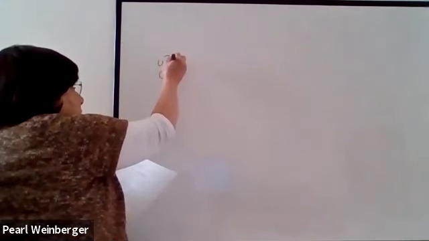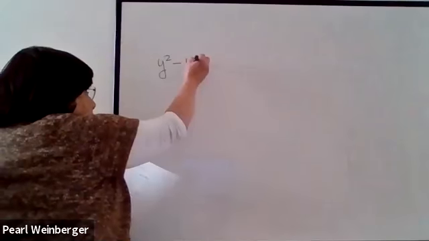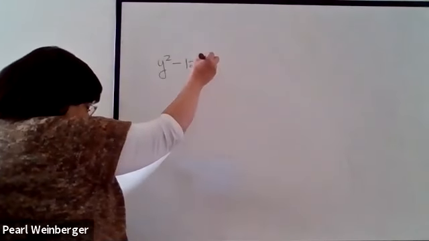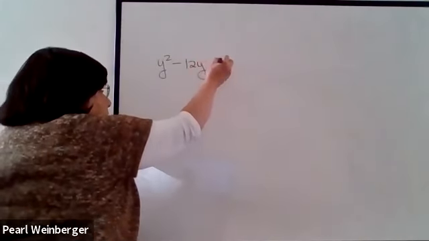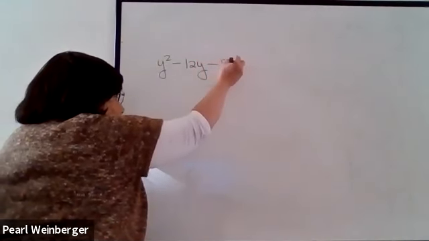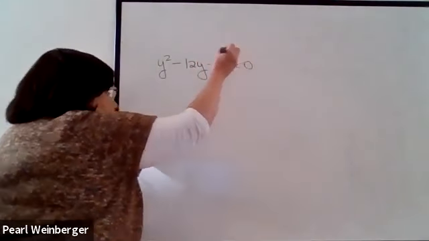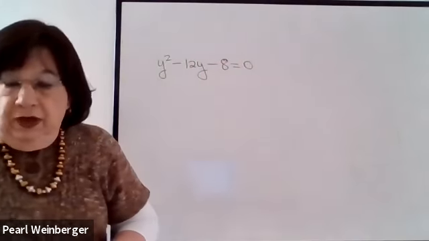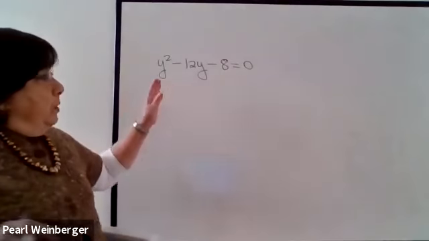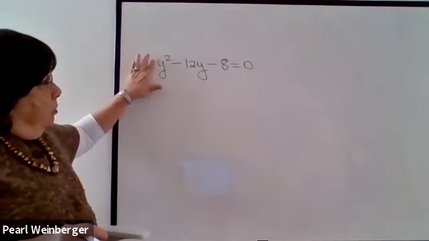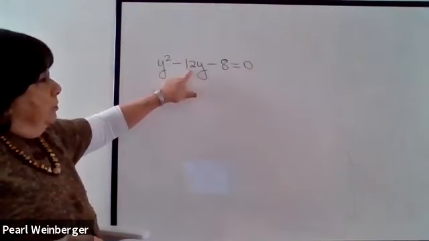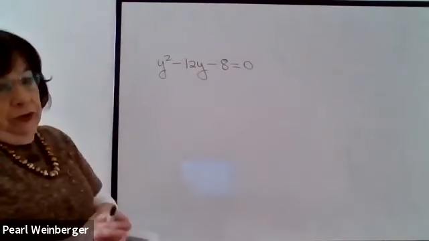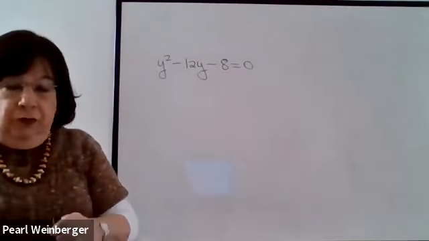y squared minus 12y minus 8 equals 0. Okay. I want you to solve this using the completing the square method. Notice the y squared coefficient is 1 and the number in front of the y is even. So you should be able to do it. I'm going to give you a few minutes to try it.